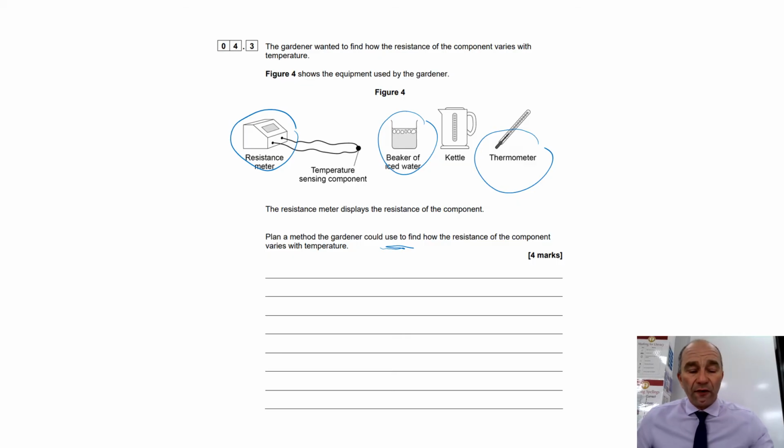And then the final bit is why we've got the kettle. Well, we're going to use some hot water to change the temperature. The fourth mark comes from saying that you need to repeat the investigation, but this time use hot water from the kettle, and measure your resistance and your temperature at the same time. That's where your 4 marks come from. Make it easy for yourself, make it easy for the person marking this. Bullet point your answer. Makes life a lot easier.